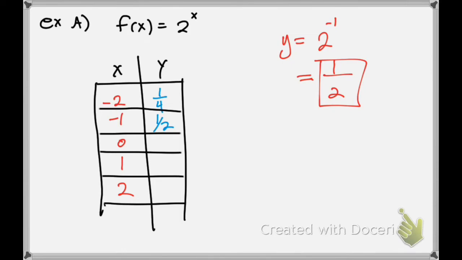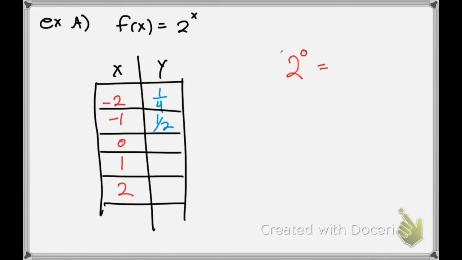Well, now let's look at 2 to the power of 0. Anything to the power of 0 is always 1, so I get a 1 as my y coordinate. Let's do 2 to the power of 1, that's just 2. And our next one is 2 squared, which is 4. And let's go one more, just so we can see a little bit more information.